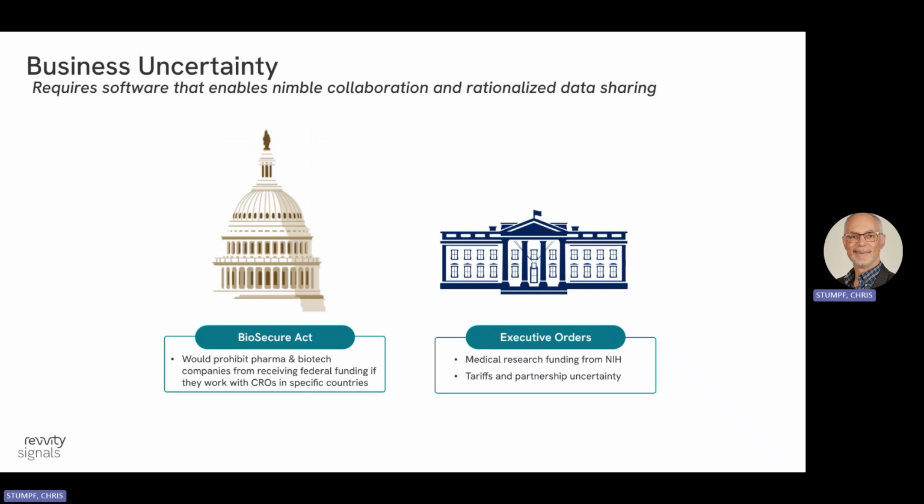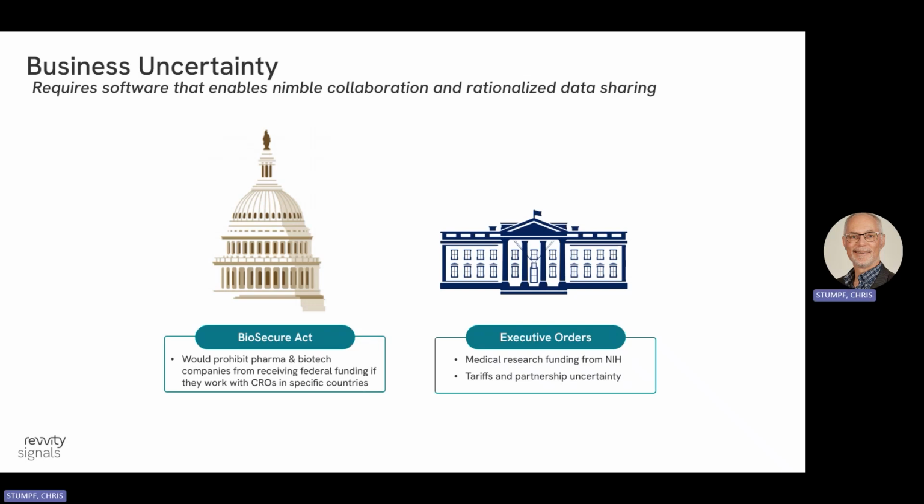As many of you may already know, the U.S. House of Representatives passed the BioSecure Act with bipartisan support. If it had been enacted, it would bar U.S. companies from receiving federal funding if they work with CROs in certain countries. While not an outright ban, it would be an effective ban on certain CRO partnerships. Although it seemed likely to pass last year in the Senate, it is currently on hold.